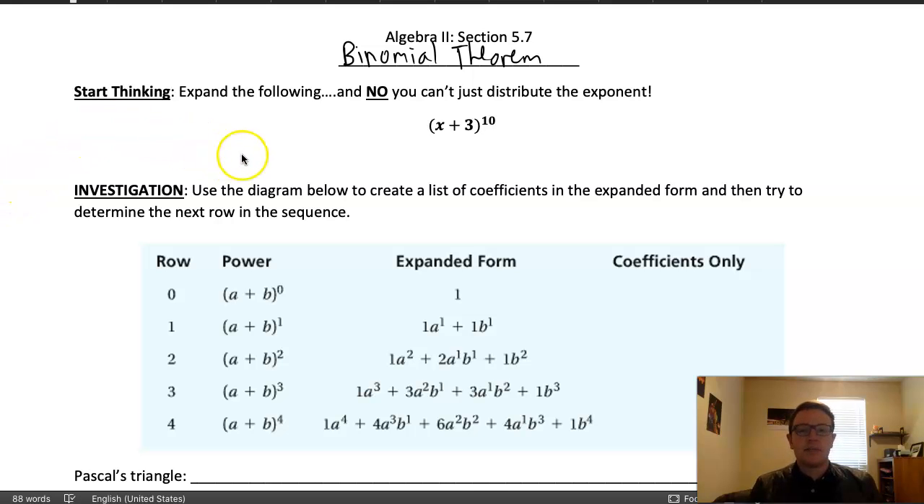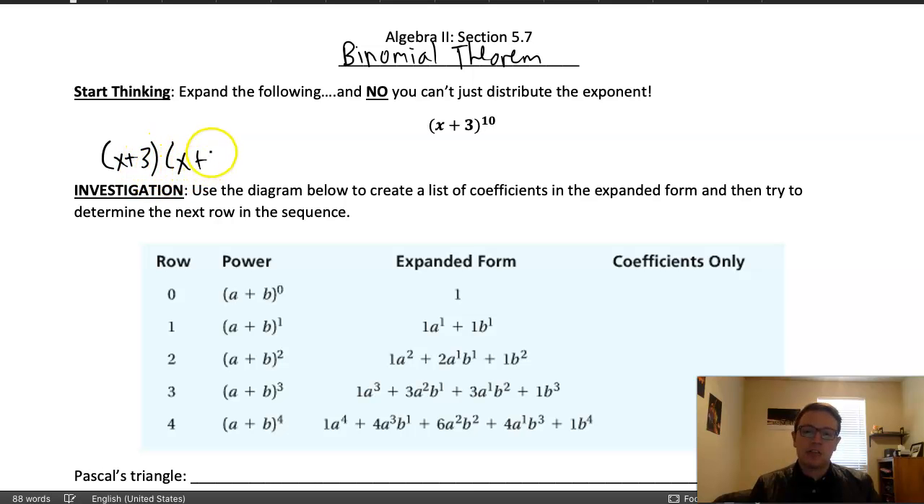Today we're going to be talking about something we call the binomial theorem. So we're going to start by trying to expand x plus 3 to the 10th. Remember, when we have exponents, we can't just distribute these in. What that means is that to expand this, we have to write x plus 3 times itself 10 different times.